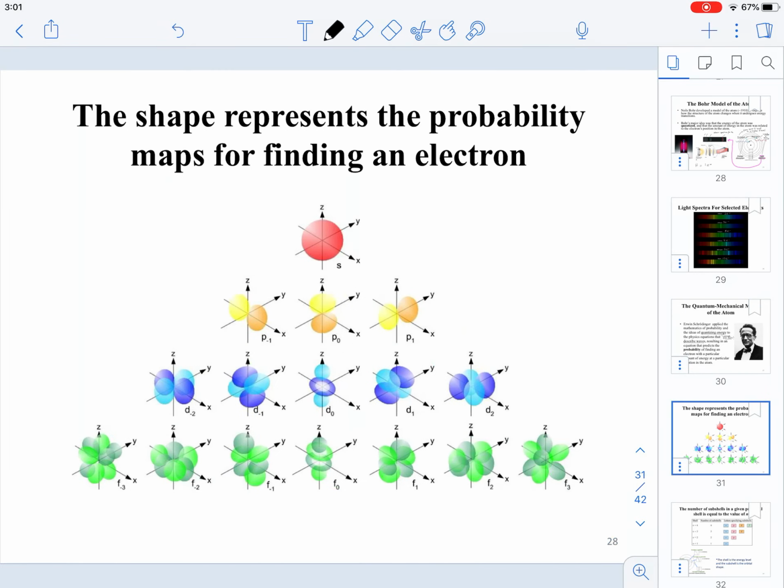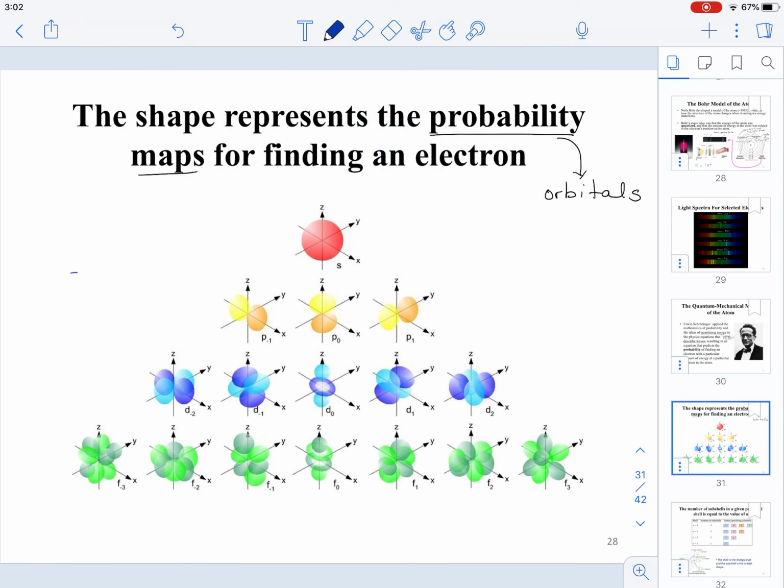Instead of looking at the equations, which are very complex, let's just look at the probability maps that they described. And as you can see, they are illustrated in this slide. So the probability maps, which we now know as orbitals, represent an area where we can find an electron to 90% accuracy. Okay, I'm just going to separate them so it's a little bit easier.